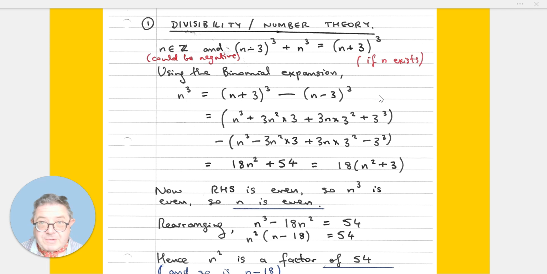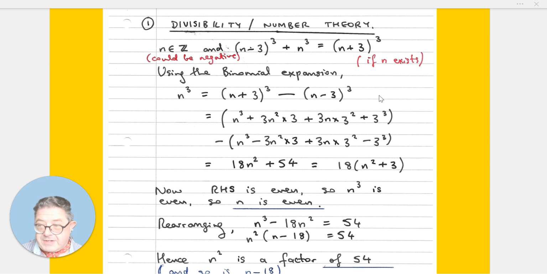So using the binomial expansion, or multiplying out 3 brackets, we get n cubed add 3 times 3n squared, add 3n times 3 squared, add 3 cubed, take n cubed minus 3n squared times 3, add 3n times 3 squared, take 3 cubed. And the odd terms cancel, leaving us with 18n squared, add 54, or, if it's more useful, 18 times n squared plus 3.